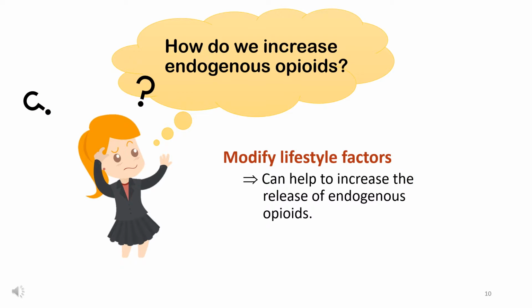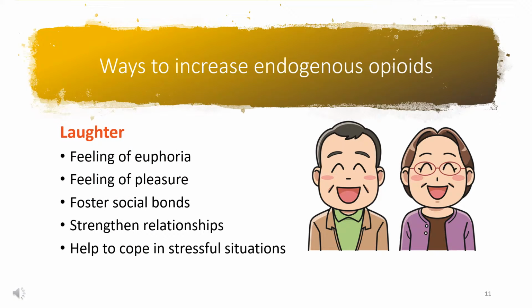How can we increase the amounts of endogenous opioids we produce? We can simply modify our lifestyle factors that help increase the level of endogenous opioids, such as endorphins. Lifestyle factors such as laughter can stimulate the release of endogenous opioids, increasing the feelings of euphoria and pleasure. It can also foster social bonds, strengthen relationships, and help to cope in stressful situations.